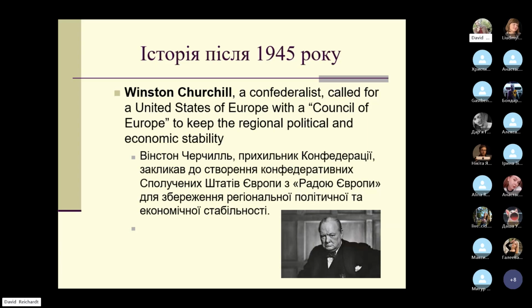But Victor Hugo loved the United States of America. And he imagined a United States of Europe. And so Winston Churchill uses this phrase from Victor Hugo. Let's make a United States of Europe with a Council of Europe, kind of ministers, to keep the regional political and economic stability in Europe. Now, students, please remember, Winston Churchill is not a federalist. He doesn't want a federal Europe. He doesn't want a super state in Europe, but a confederal Europe, a cooperating group of countries in a confederacy. That's what he wants to see in Europe.